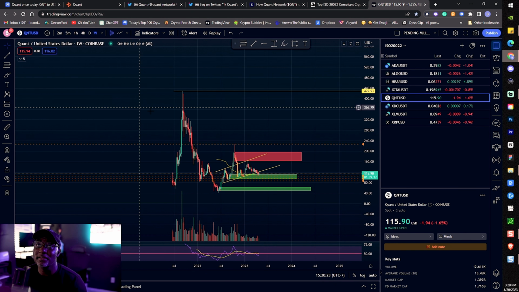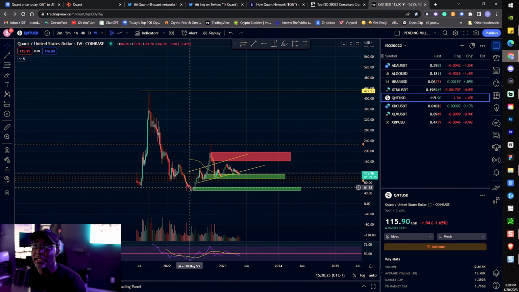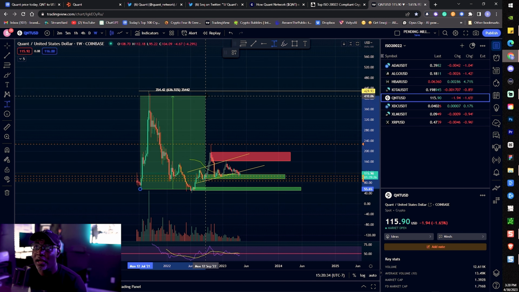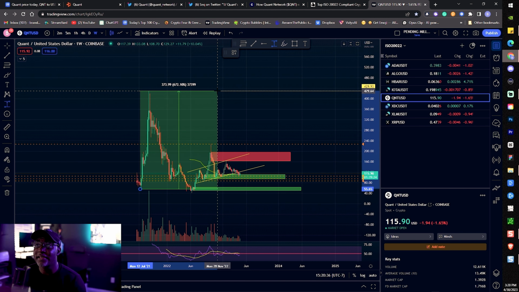Here it is on the week. This is tradingview.com. Currently, as you can see, the all-time high is roughly about $428.29. That run was a hellacious run. We can kind of look at it right here. I mean, look at this run. That was a 672% run.